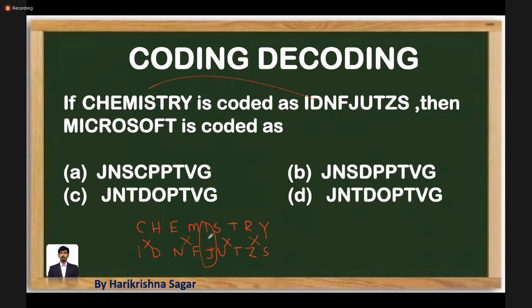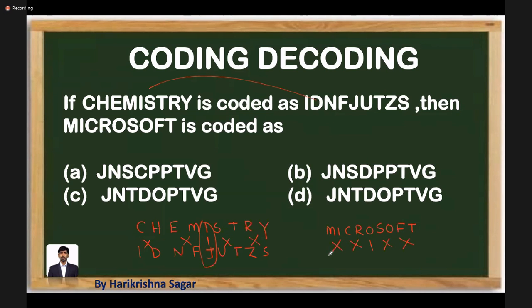So the pattern here is very simple: X, X, I, X, X. So how the word Microsoft is coded is the question. So you can use a similar logic in coding Microsoft. So this is a code which we have to get.